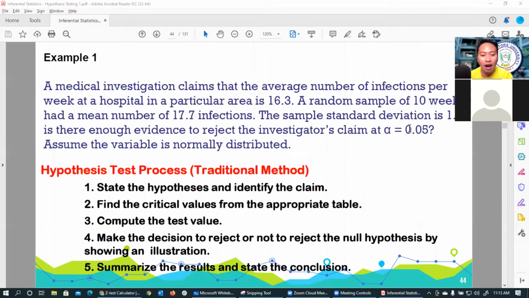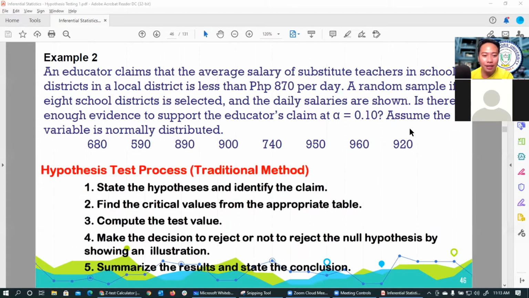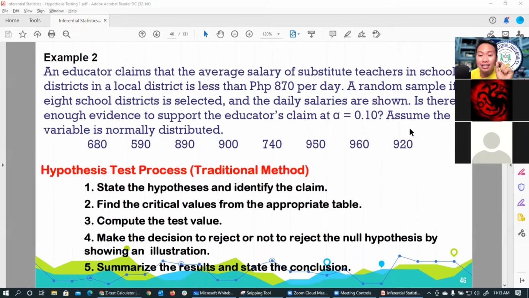So let's work on this second example here. Traditional method. An educator claims that the average salary of substitute teachers in a local school district is less than 870 per day. A random sample of 8 school districts is selected and the daily salaries are shown. Is there enough evidence to support the educator's claim? Assume the variable is normally distributed.